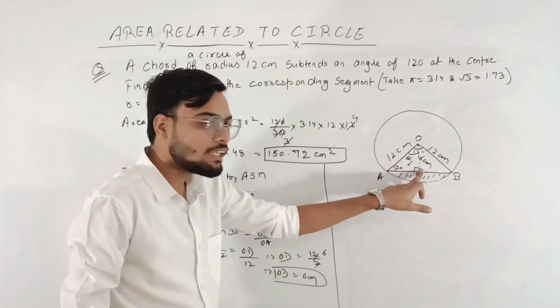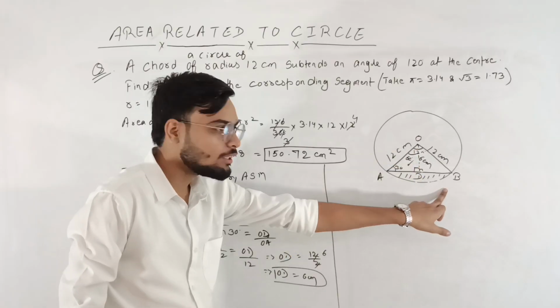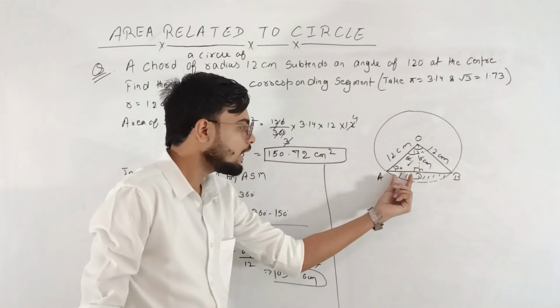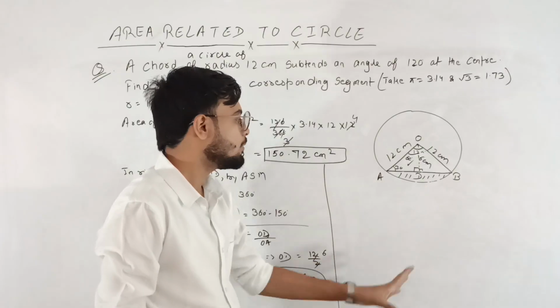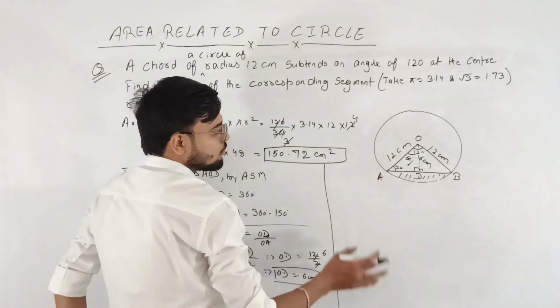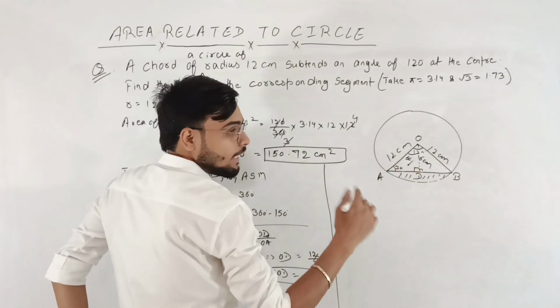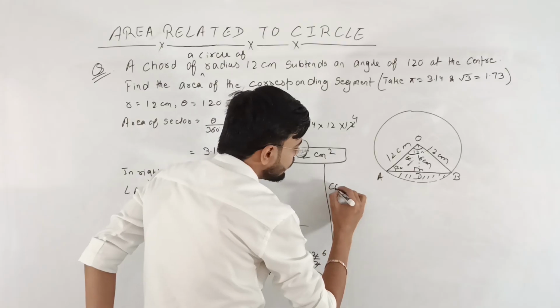Now look, OD is 90 degree and OD is the perpendicular bisector of AB. So AD is equal to DB. So when I find AD, then AD plus DB is AB. Okay, and DB is equal to AD. So first find AD. So for AD again I use trigonometry and use cos theta.